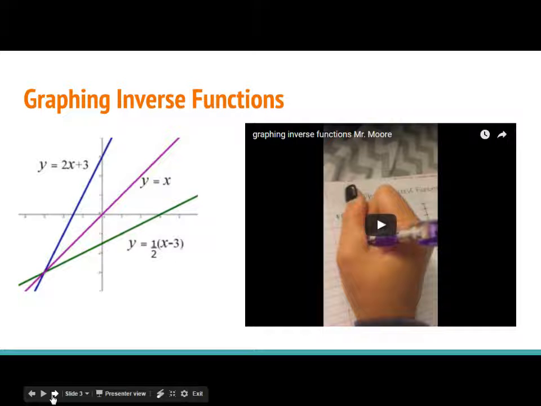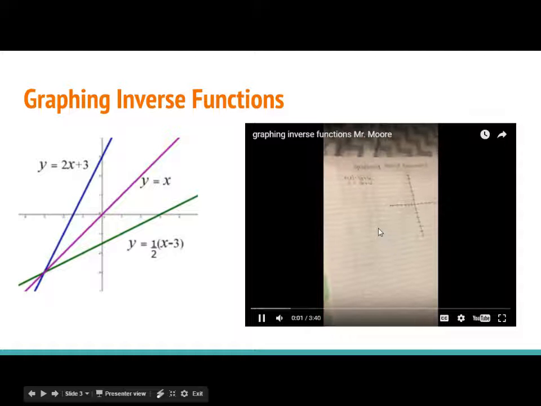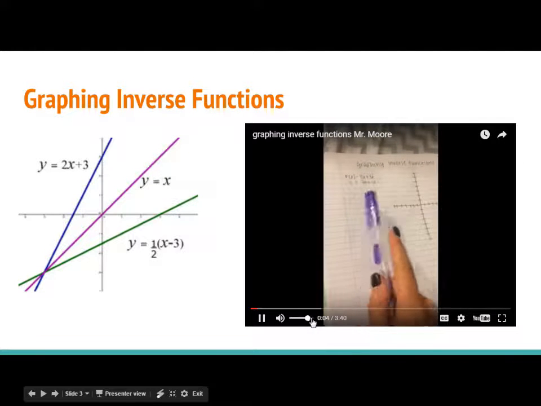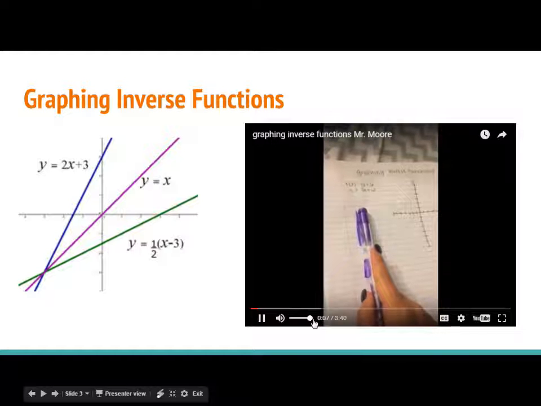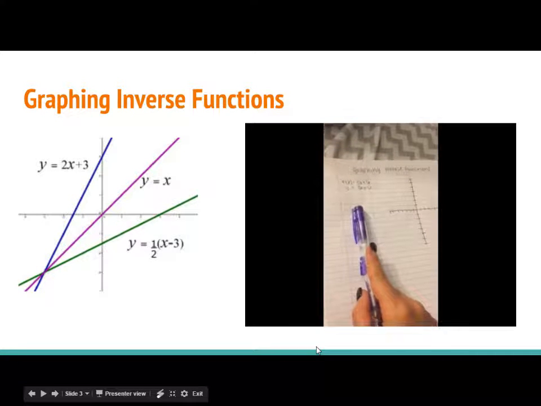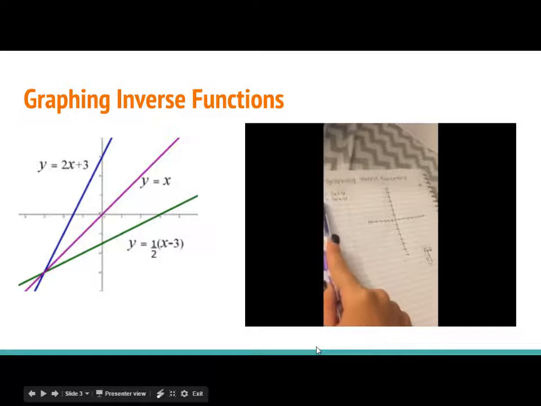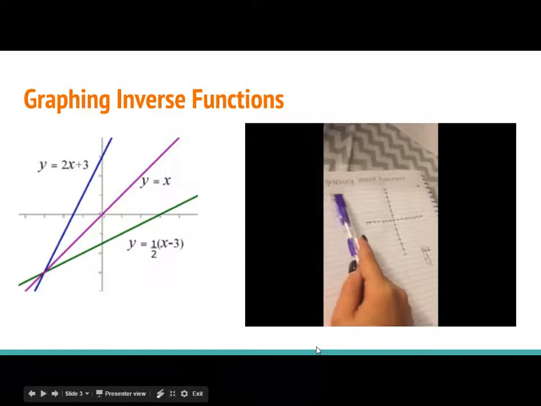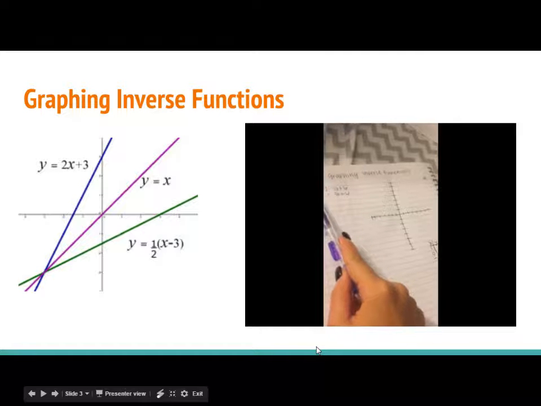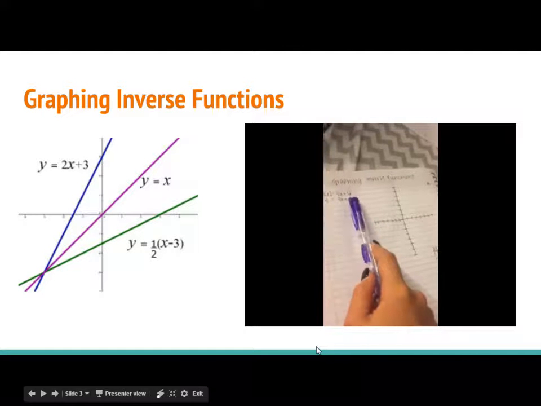Okay, so now this is graphing inverse functions. I'm going to show you guys how to graph an inverse function. A function and its inverse will be symmetric around the line y equals x, which means you can switch the position of x and y. So this function is f of x equals 3x plus 6. F of x is also saying y, so y equals 3x plus 6.